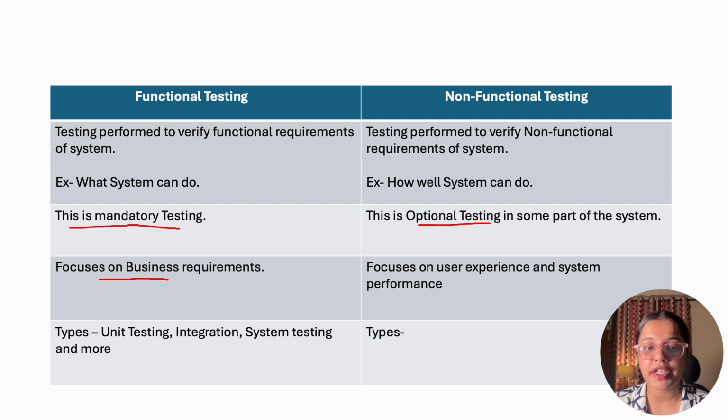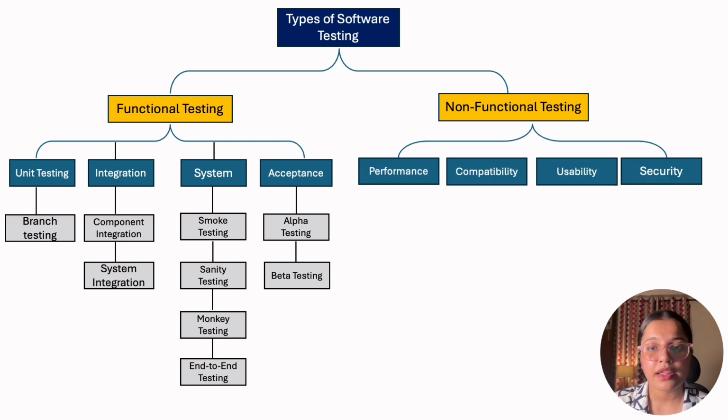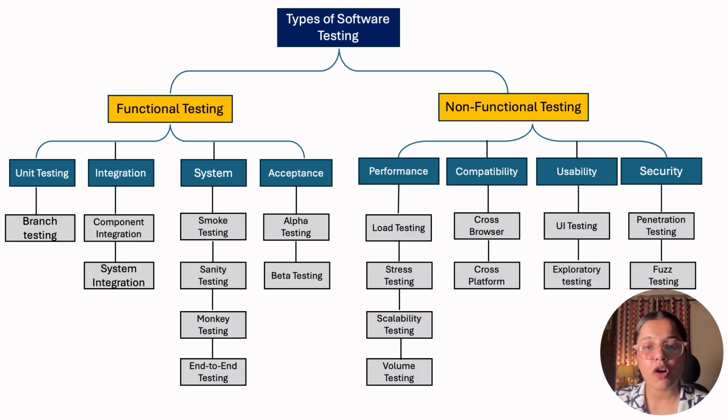Different types of functional testing we have already covered in the last video, that is unit testing, integration testing, system testing, and more. Whereas the types of non-functional testing we will be covering in this video. So let's cover types of non-functional testing. In non-functional testing, we have different types that are performance, compatibility, usability, and security, right? Under performance, we have load testing, stress testing, scalability testing, volume testing. In compatibility, we have two types, that is cross-browser and cross-platform. Under usability, we have UI testing, exploratory testing. And in security, we have penetration testing and fuzz testing. We'll be covering each and every type in detail in this video, right? So let's start with the first, that is performance testing.